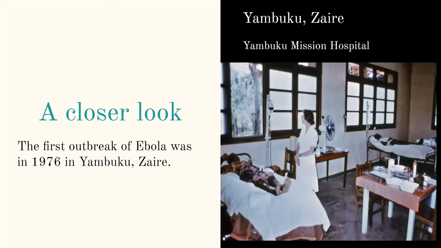Ebola first appeared in a small Danish or Flemish hospital in a town called Yambuku, Zaire. Zaire is currently known as the Democratic Republic of Congo, and back in the 70s, it was known as Zaire. What started happening was you started having patients coming into this Flemish hospital that was operated by nuns that were nurses.